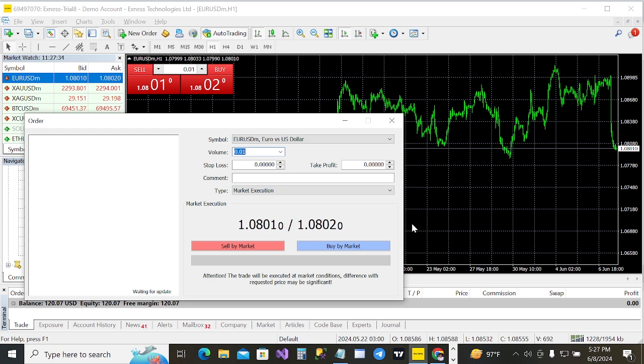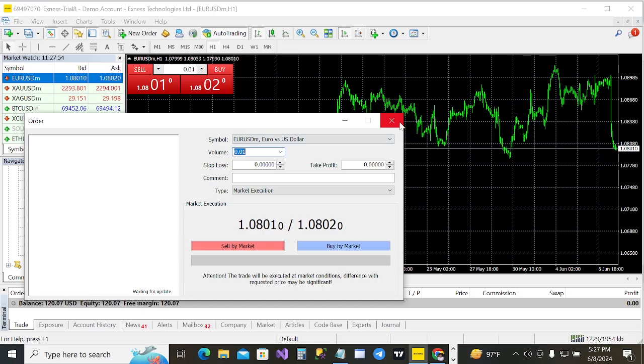3. Micro lot. This is 1,000 units of the base currency, or 1/10 the size of a mini lot. 4. Nano lot. This is 100 units of the base currency, ideal for beginners looking to trade with very small amounts of money. Why lots matter?